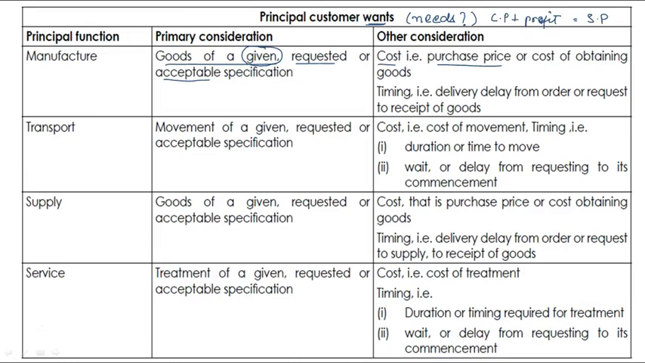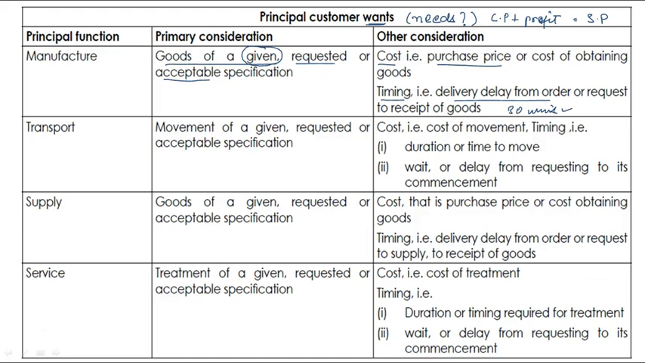What was the cost price of Domino's and how much time are they going to take for delivery, the delay from order to receipt of goods? That means 30 minutes time is given by Domino's. So when it comes to manufacture, these are the two things involved.